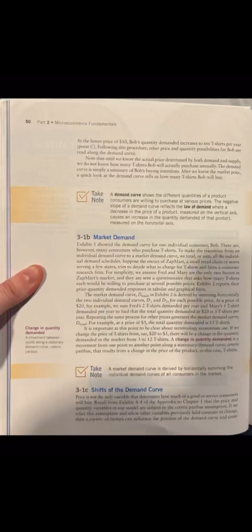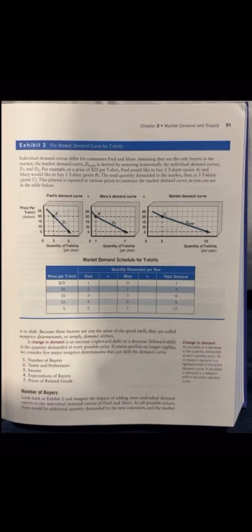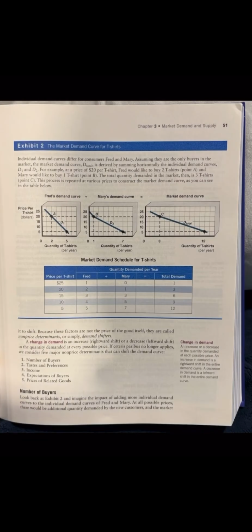3.1c. Shifts of the demand curve. Price is not the only variable that determines how much of a good or service consumers will buy. Recall from Exhibit A4 of the appendix to Chapter 1 that the price and quantity variables in our model are subject to the ceteris paribus assumption. If we relax this assumption, we allow other variables previously held constant to change, and then a variety of factors can influence the position of the demand curve and cause it to shift. Because these factors are not the price of the good itself, they are called non-price determinants, or simply demand shifters.